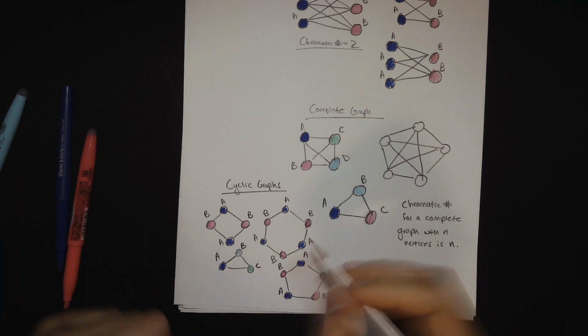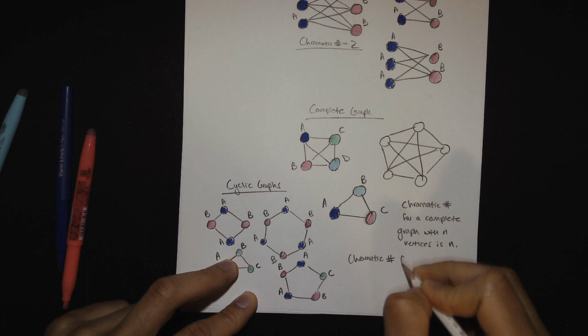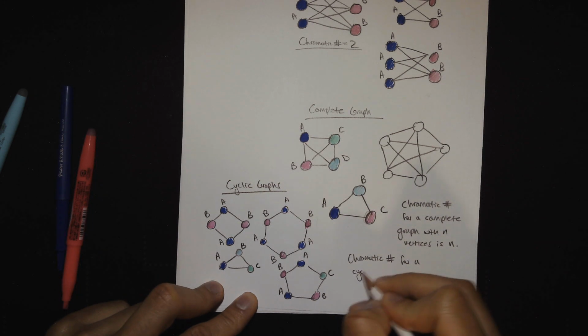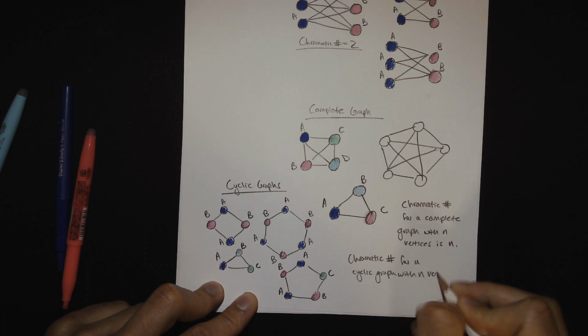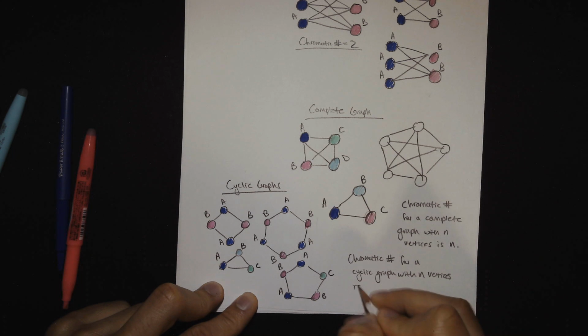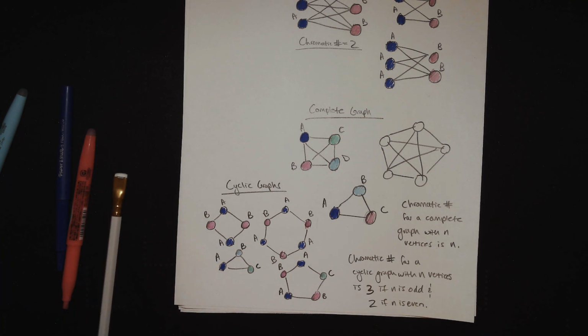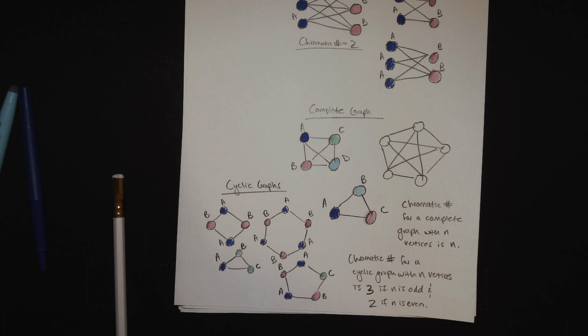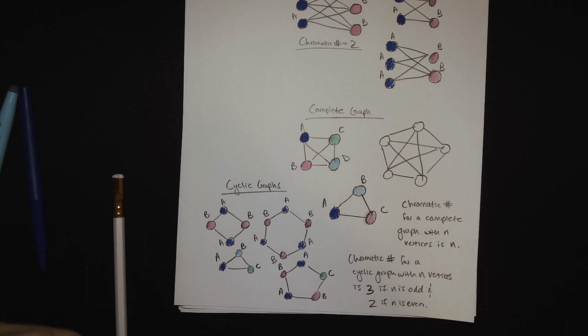So if we can draw a pattern from what we've seen regarding chromatic numbers, the chromatic number for a cyclic graph with n vertices is 3 if n is odd, and 2 if n is even. You can make your argument a little more rigorous, but this is just to illustrate that we can know what the chromatic number is for a family of graphs based on some pattern that they share, right?